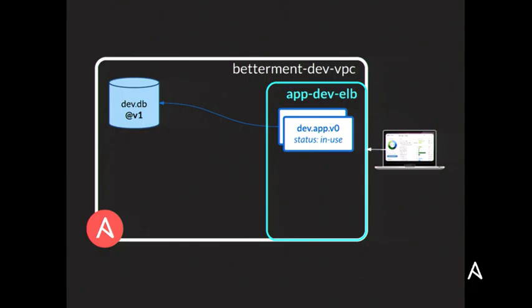So this is what the state of the world looks like right now. We have app v0 in the ELB. It's our blue stack. At this point where I'm talking, we have already gone through that publish and migrate step. So technically, the database is actually at v1, while v0 is currently in production.